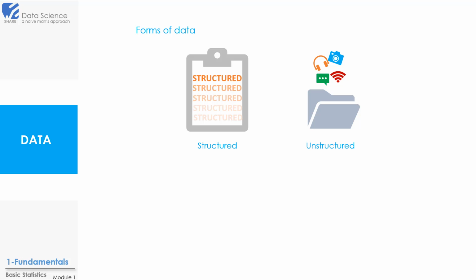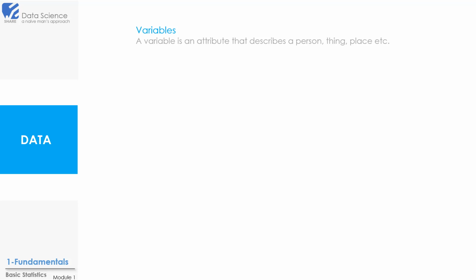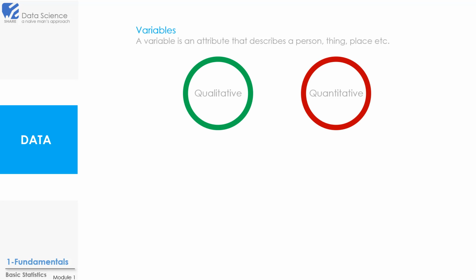Now data is a record of any quantity. And we have already seen that there are 2 forms in which we have our data, structured data and unstructured data. Then we have variables. Now a variable is an attribute that describes a person, thing, place, etc. There are 2 types of variables, qualitative variable and quantitative variable.